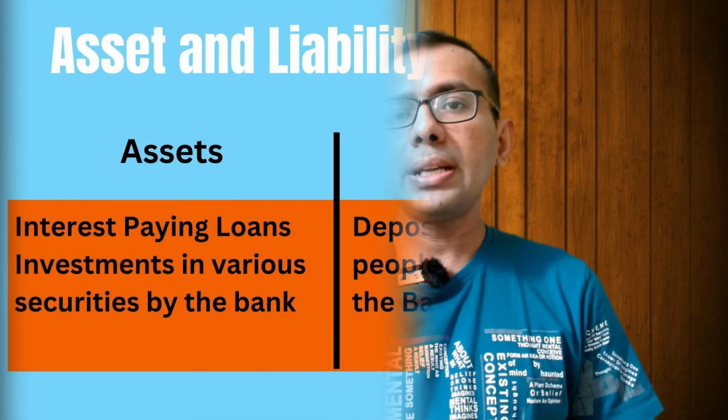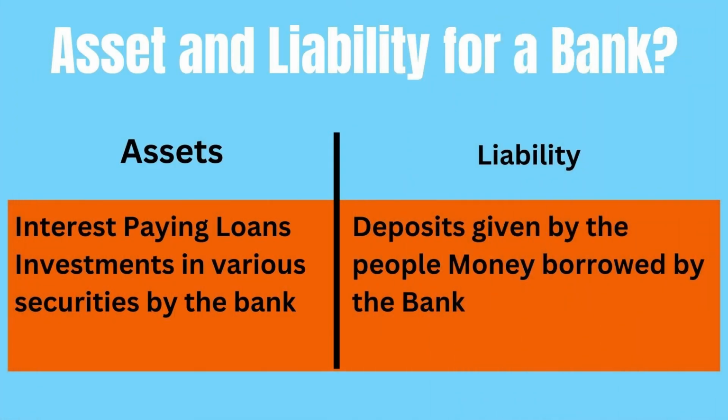Now let's come to the second important point. What is an asset and a liability for a bank? Most people get very confused about this. For a bank, the interest paying loans are an asset. When these interest paying loans do not pay an interest, they are no longer considered as an asset. Any investment that a bank makes in Government of India securities or with the Reserve Bank of India is an asset for a bank.